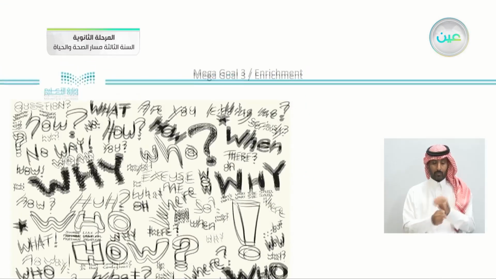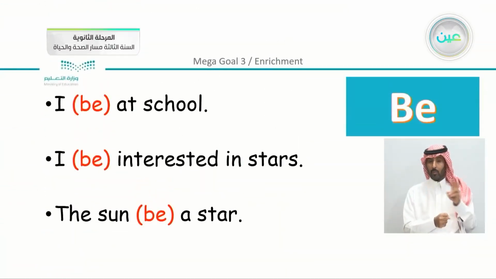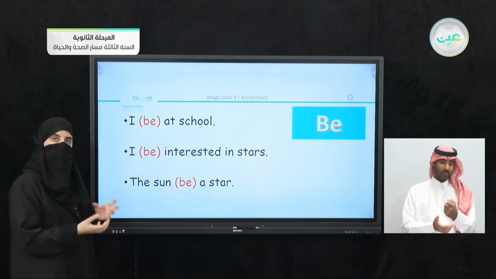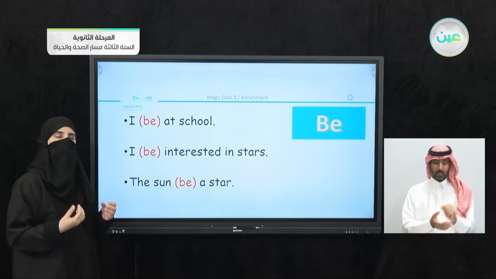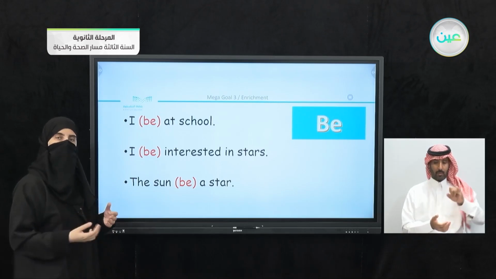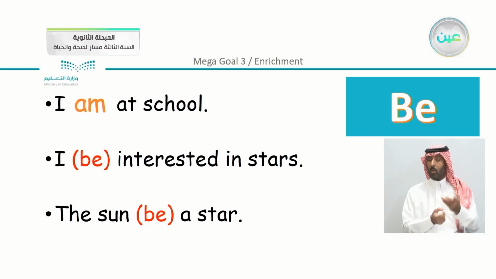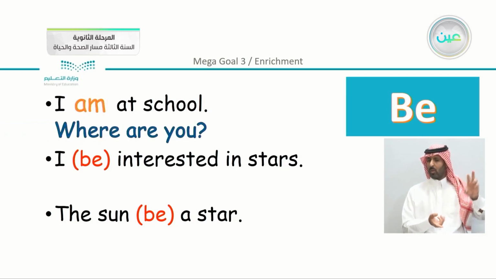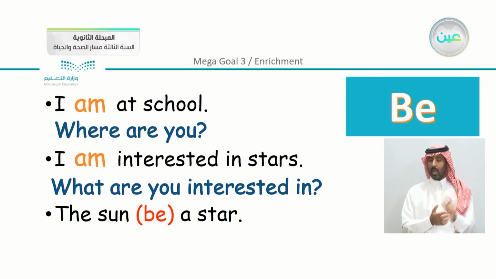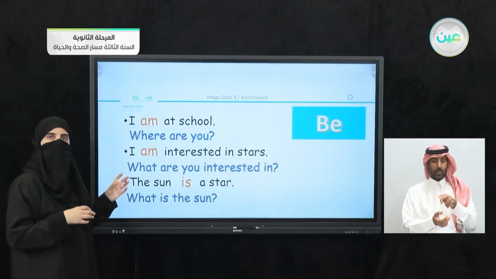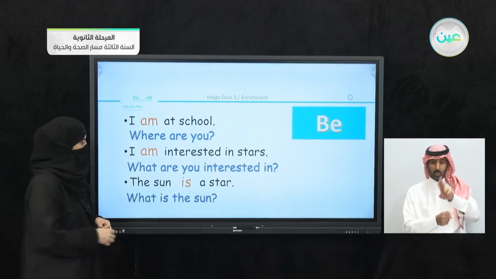We had the part about the information questions, and we also studied how to change verb to be into the sentence by simply using is, are, or am, or of course if you have past, was and were. So we have, I am at school, I am interested in stars, and the sun is a star. And in each sentence, you can see that we formed different information questions.